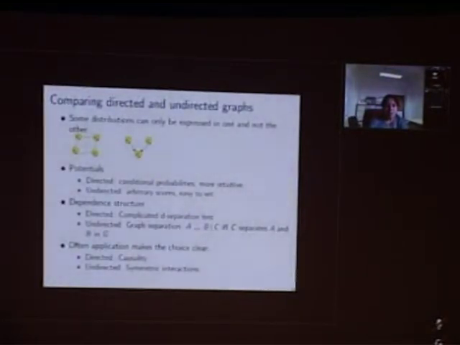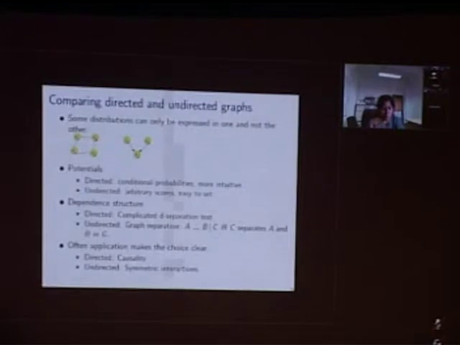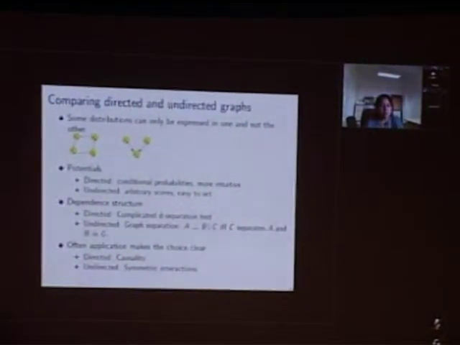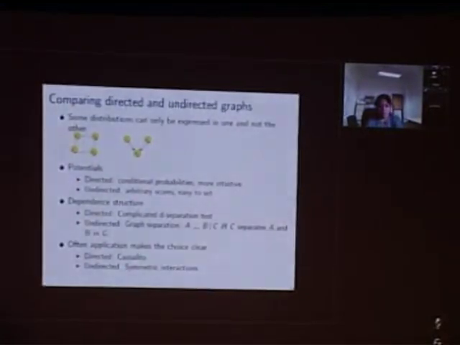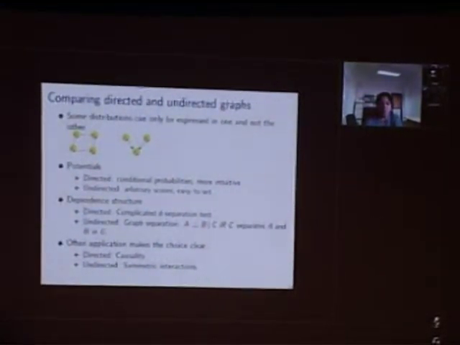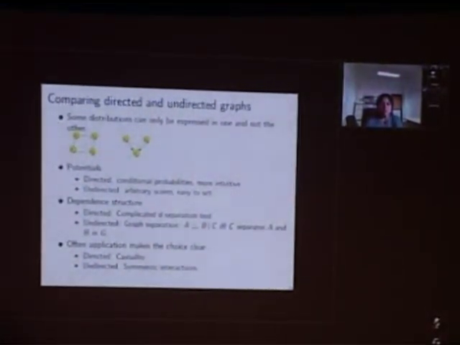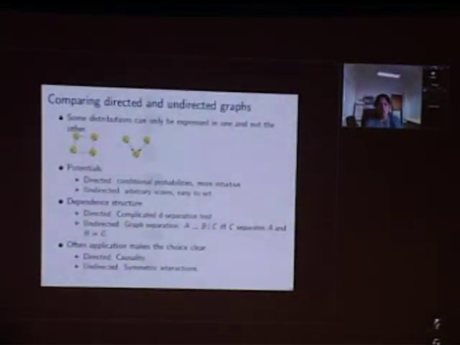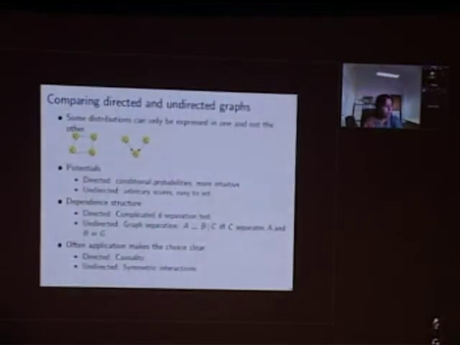Okay. I have a question. So here is a comparison of directed and undirected graphs. So first, the fact is that both MRFs and Bayesian networks are not complete, in the sense that there exists a distribution which cannot be represented by either of them.